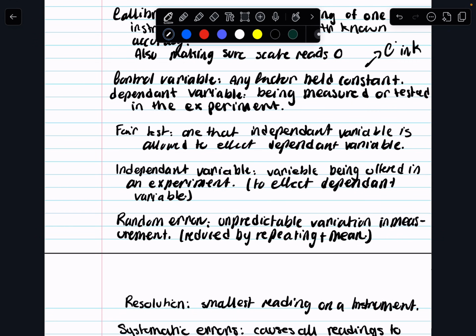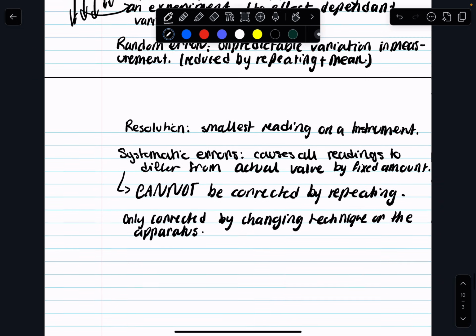So a fair test is one where the independent variable is allowed to affect the dependent variable. So you might ask, what is the independent variable? It's a variable being altered in an experiment to affect the dependent variable. So I'm changing my height to understand if the speed is the same everywhere. So if I'm changing my height, then that's my independent variable. What I'm measuring is the time and the distance, and what I'm controlling throughout this whole thing is the mass of the object, for example, or the place that I'm doing it. So random errors are unpredictable variations in measurement, and they're reduced by repeating or calculating the mean.